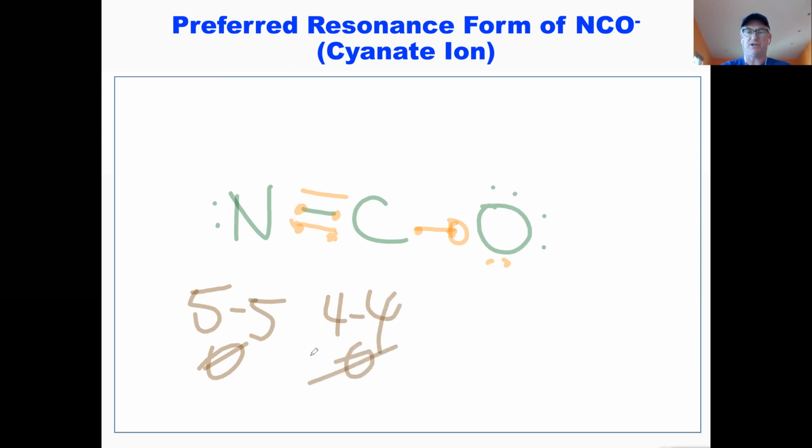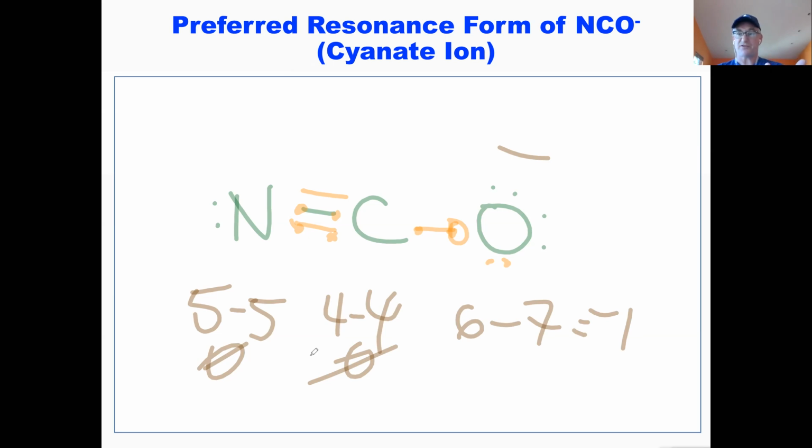What about the oxygen? It should have 6. How many does it have? 7. Yeah, it's got 3 lone pairs and a bond for a total of 7. So it's negatively charged. And that makes more sense. Oxygen is more electronegative than nitrogen. So if anyone's getting that extra electron, it's going to be oxygen. But there's also yet another version you could make, where this time the oxygen has the triple bond.